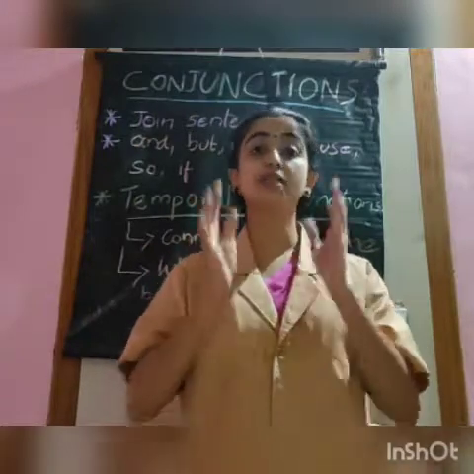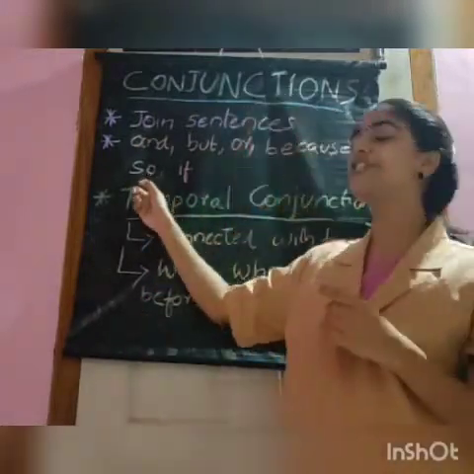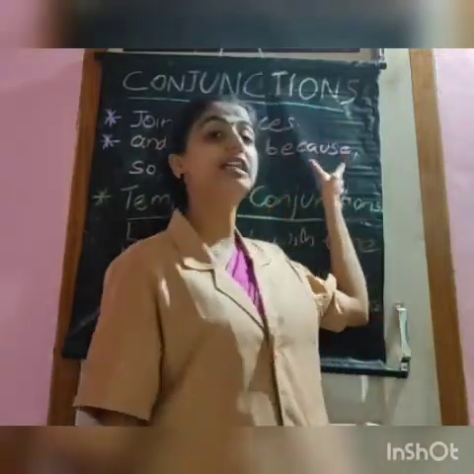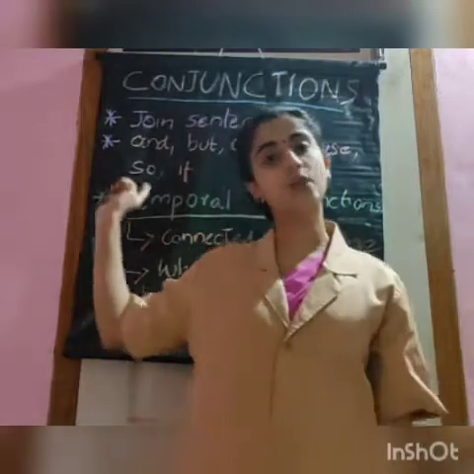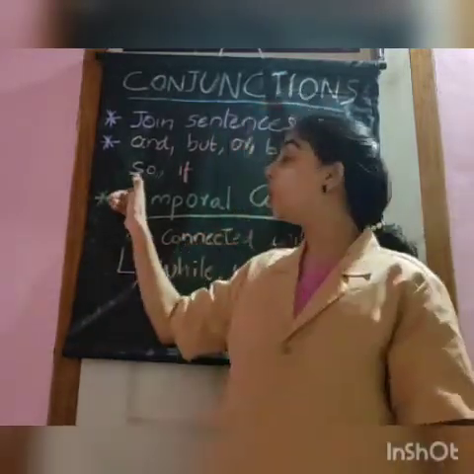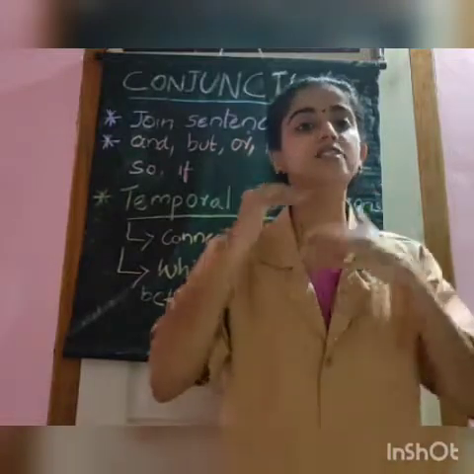Because is used to show some reason. Now the next one, it is so. So is another conjunction. There is a small relation or connection with because and so. Here because is used to show some reason, isn't it? But so is used to show the result of something.